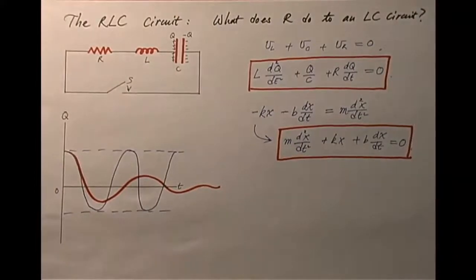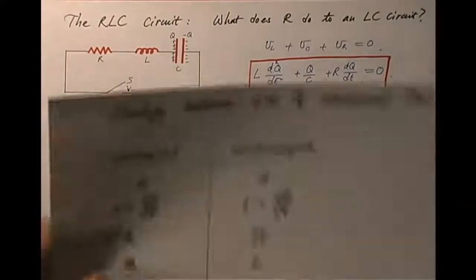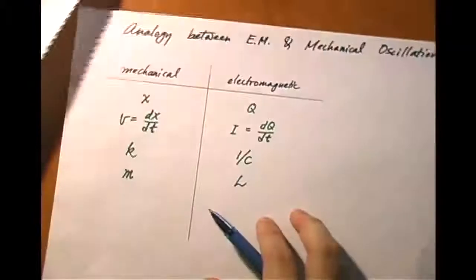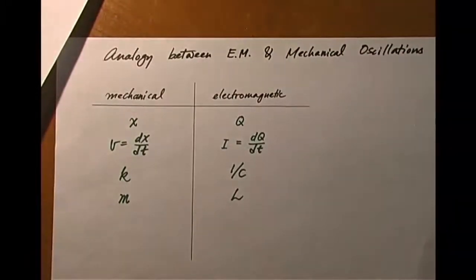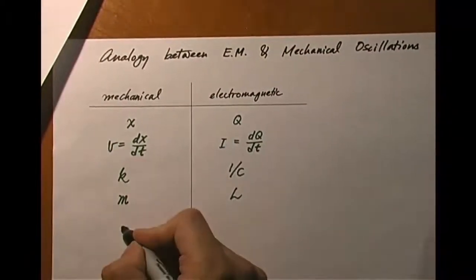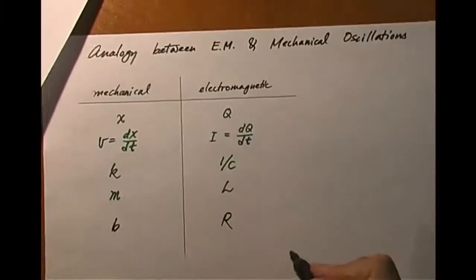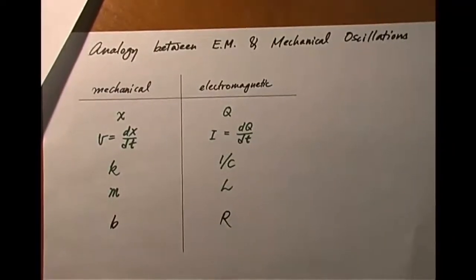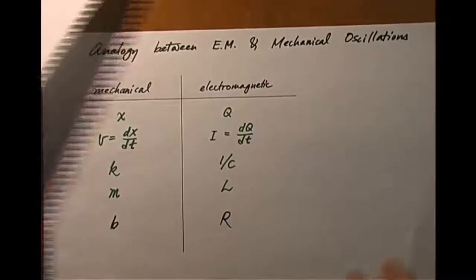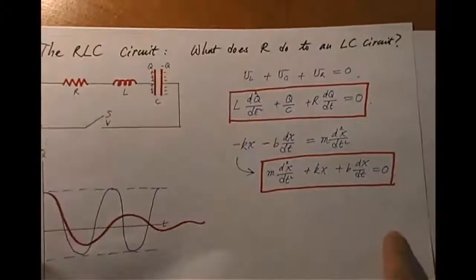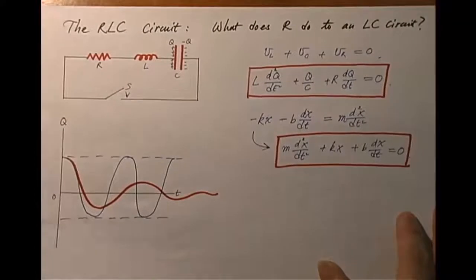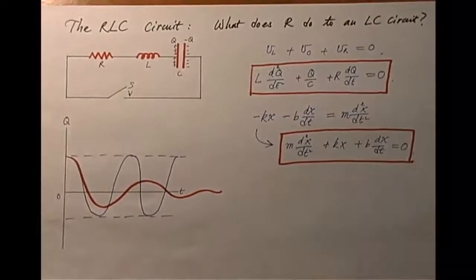That tells us that when we go back to the table of correspondence, we should add one more entry, B. That is the damping constant now becomes R, the resistance. That completes the analogy between electromagnetic and mechanical oscillations. So what we need to do now is solve this equation, the equation on the top.